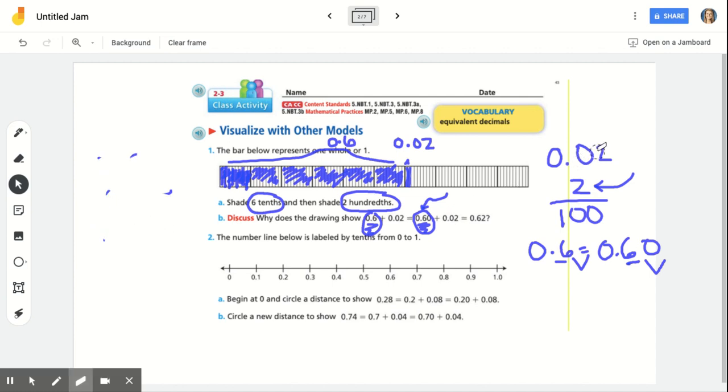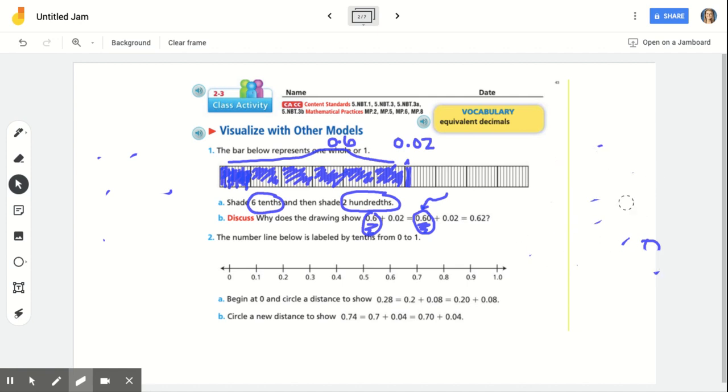Number 2 says the number line below is labeled in tenths from 0 to 1. So take a look at the number line. I see that my 0 starts over here, goes all the way to 1 whole. I see that it's broken up into smaller pieces with labels at the bottom. So take a look at those. And let's see what A says. It says begin at 0 and circle a distance to show 28/100 is equal to 2/10 plus 8/100, which is equal to 20/100 plus 8/100.